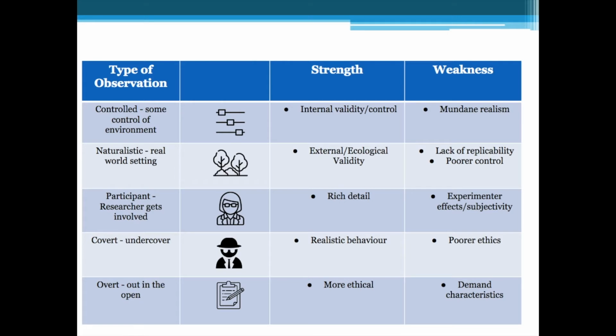There's also a categorisation called participant or non-participant observations. So participant observation is where the researcher gets involved. So this would be like Zimbardo's prison experiment. Zimbardo cast himself as the prison warden. He was involved in the study. So that was a controlled participant observation because the experimenter was involved there. If the experimenter is not involved, it's just called a non-participant observation.